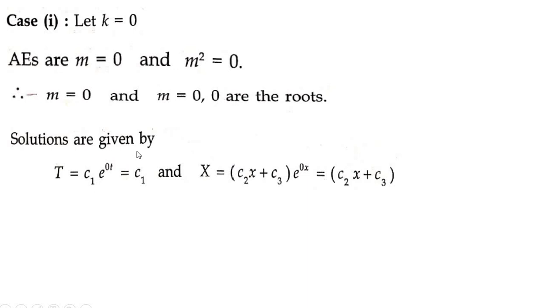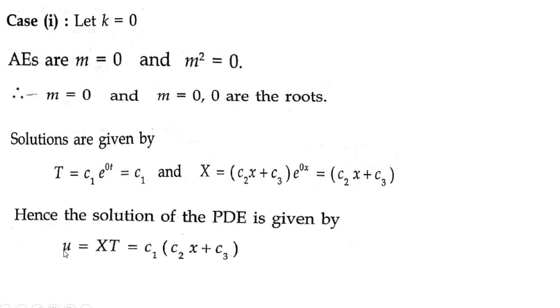After writing the solution of the ordinary differential equation, we have to write the solution of the partial differential equation. How do we write it? We know that u is equal to X into T. So just substitute what is X and what is T. X is c2 plus c3 into x, and T is c1. So you get c1 into (c2 plus c3 into x). That is the solution of the partial differential equation when the constant k is 0.